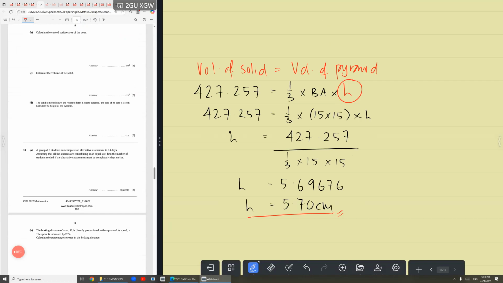Okay, that's it for our example on volume and surface area of pyramids, cones and hemispheres.